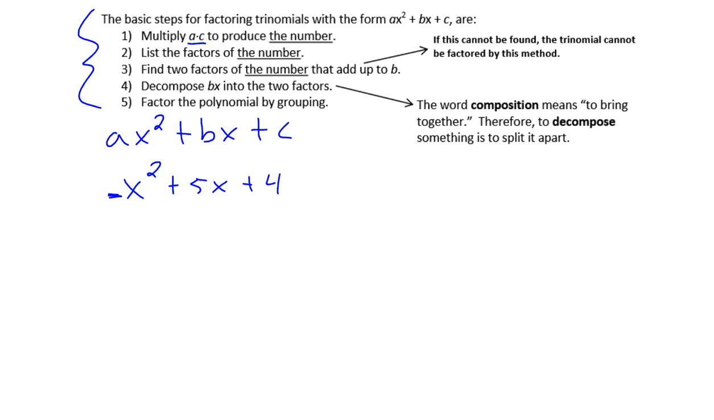So step number 1, we're going to multiply a and c to produce the number, right? So this is really like a 1 up front, right? So a times c, right? 1 times 4. And then what I'd like you guys to do is write down an m over in the corner, because this will be what they multiply to. So 1 and 4 gives us 4, right?